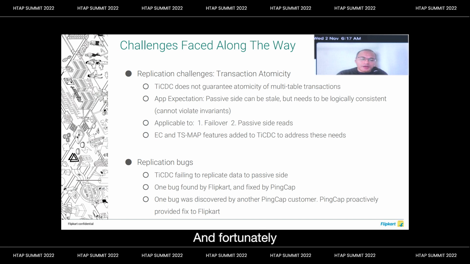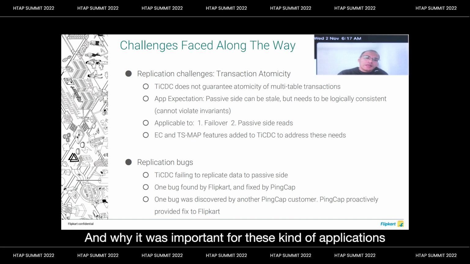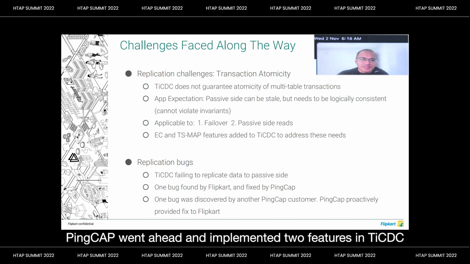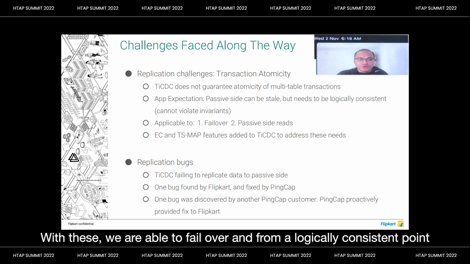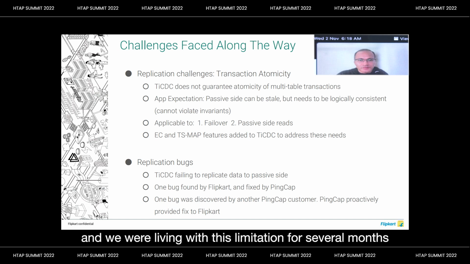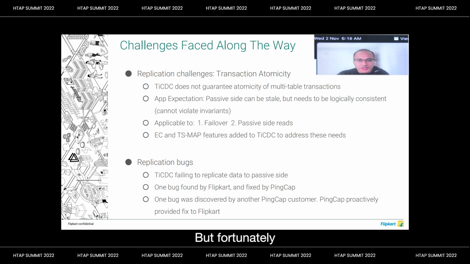We discussed this with PingCAP, and fortunately, they were very receptive. They understood where we were coming from and why it was important for these kinds of applications to have that kind of transactional guarantee even across the replication channel. And for that, PingCAP went ahead and implemented two features in TiCDC. One is eventual consistency, and the other is TS map. With these, we are able to fail over from a logically consistent point, and the TS map feature also allows us to do reads which are logically consistent. This was a big challenge, and we were living with this limitation for several months. But fortunately, now this has come to closure, and these two problems are gone.